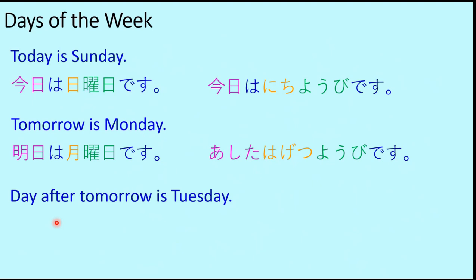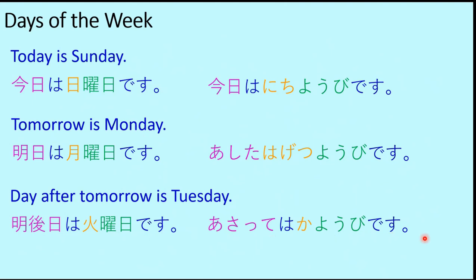Day after tomorrow is Tuesday. So now you can tell: asatte wa kayobi desu. Asatte means day after tomorrow. Kayobi is Tuesday. Desu is the verb for "is", and wa is the additional particle used in Japanese, which is a subject marker. Asatte is the subject here, so after that there will be wa because it is the subject marker. It appears after the subject. Asatte wa kayobi desu. So kyou wa nichiyobi desu. Ashita wa getsuyobi desu. Asatte wa kayobi desu.